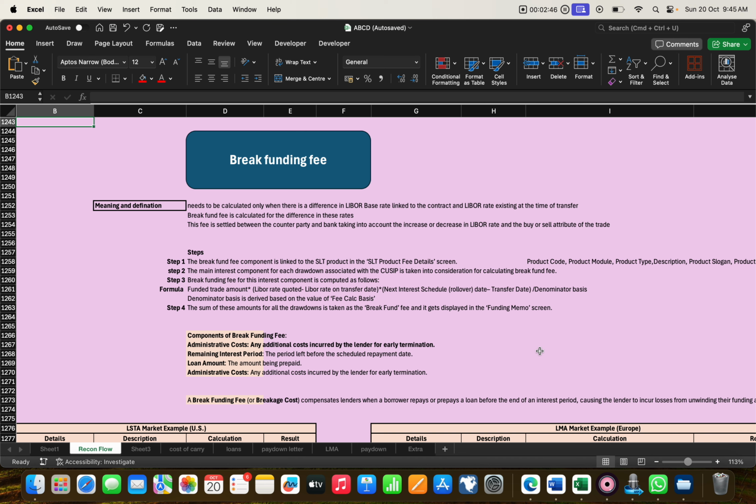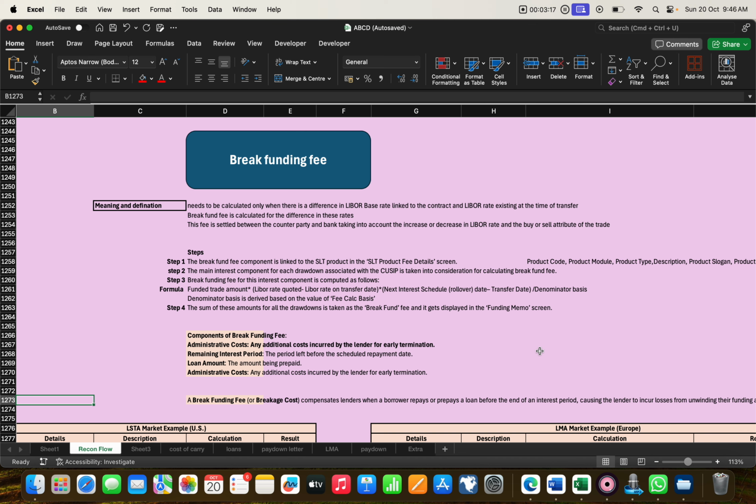The break funding fee for interest components is calculated as per below. Here we have given the formula as well: fund rate amount multiplied by LIBOR rate. This is a simple formula, but further down we have explained the formula in more detail. The sum of this amount for all the drawdowns is taken as the break fund fee and is displayed on the funding memo screen.